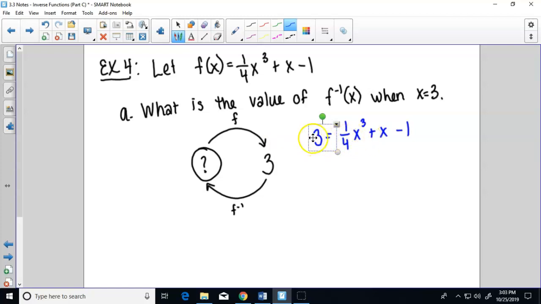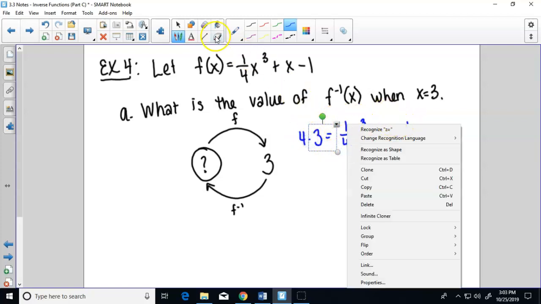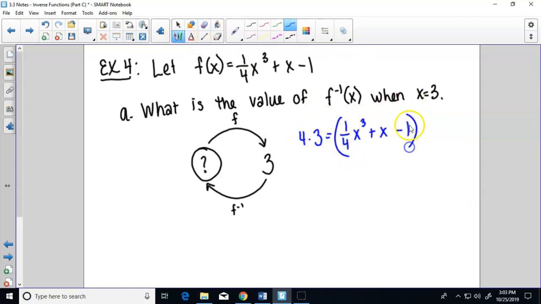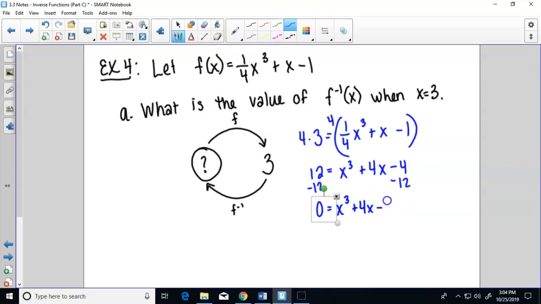And then I am going to multiply everything by 4 to get rid of that fraction, so I don't have to do anything with it. So I'll have 12 equals x to the third plus 4x minus 4. And then to solve this, I will move the 12 over. So 0 equals x to the third plus 4x minus 16.